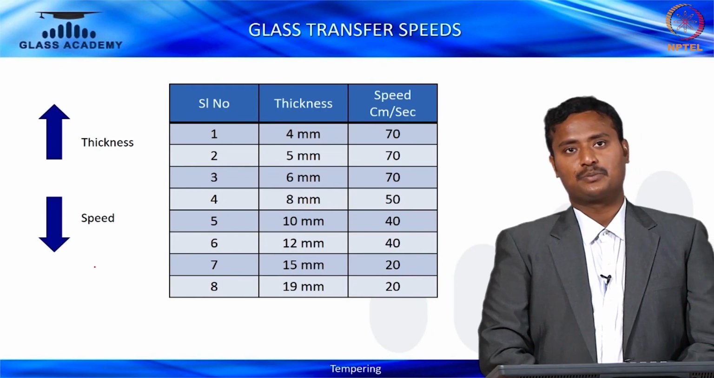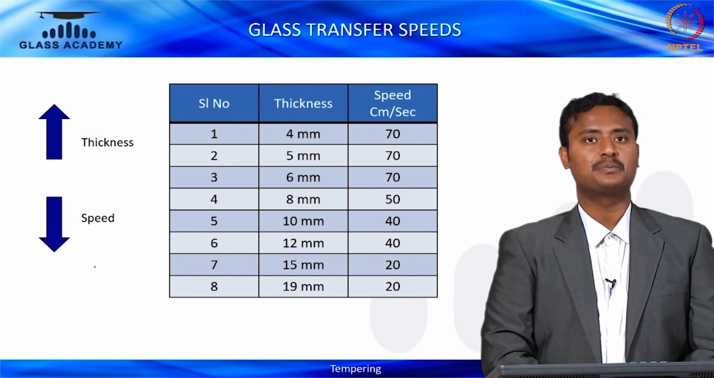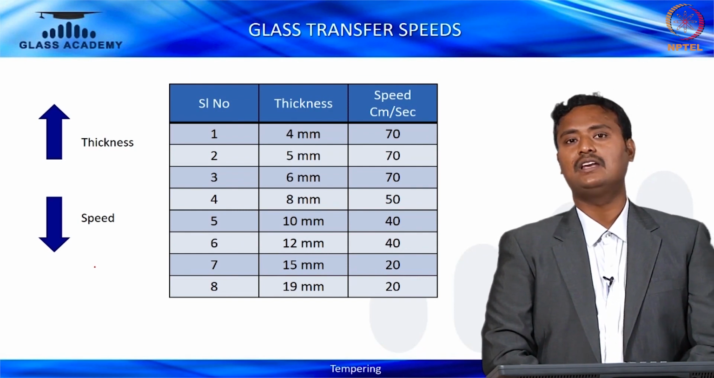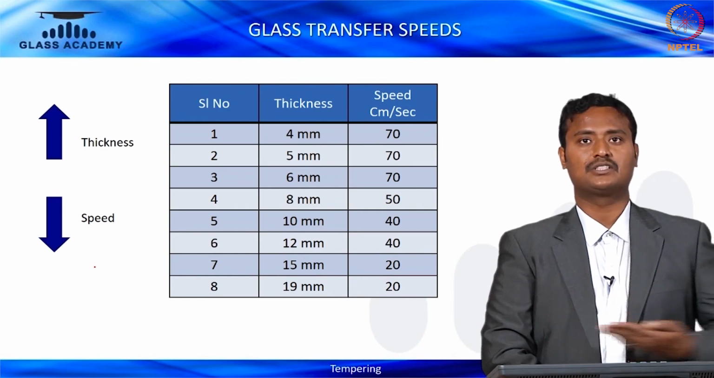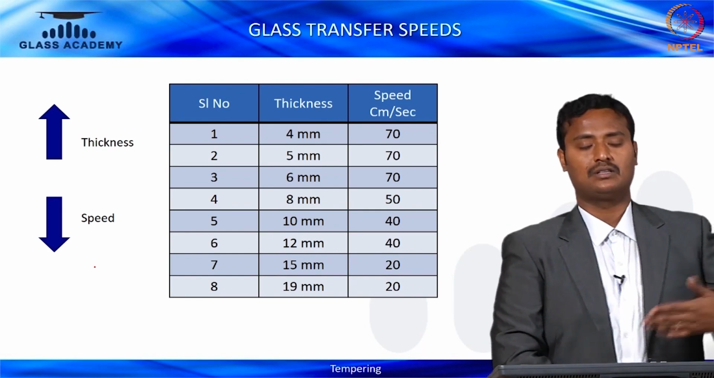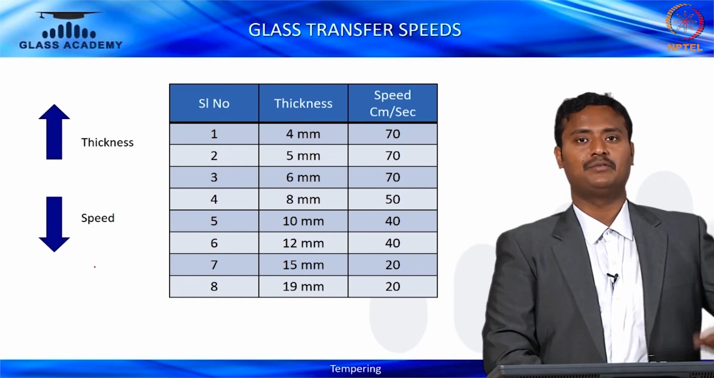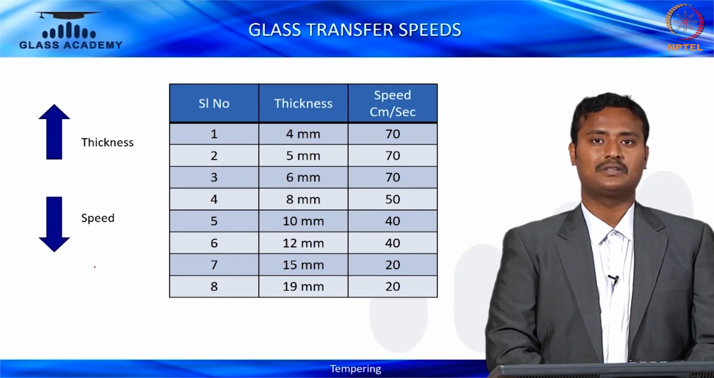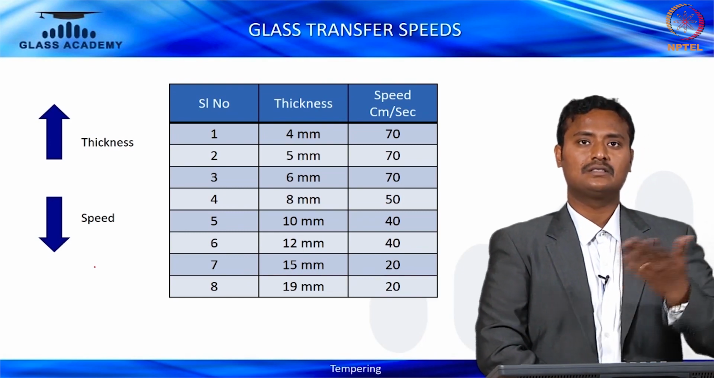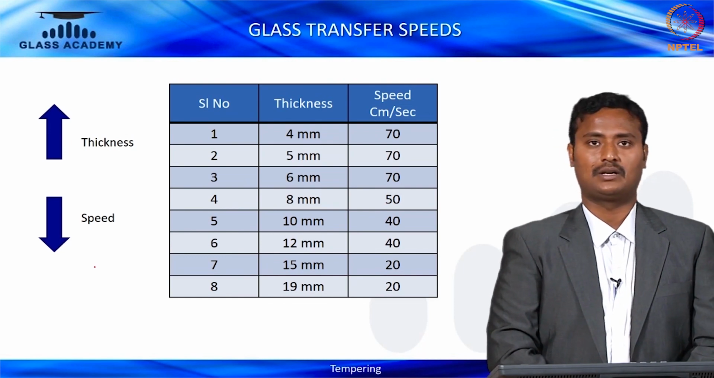Glass transfer speed: when the thickness increases, the speed decreases. For example, for 19 mm thick glass, you have to transfer it from one place to another, meaning from the loading table to the furnace. If you are using 19 mm, your speed is 20 centimeters per second, whereas 4 mm will be 70 centimeters per second. That's what you have to understand.